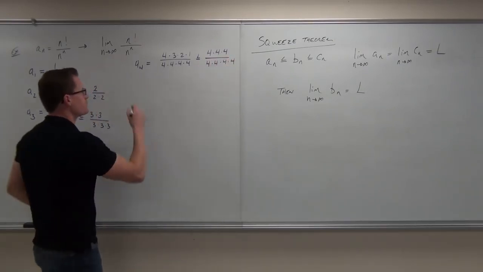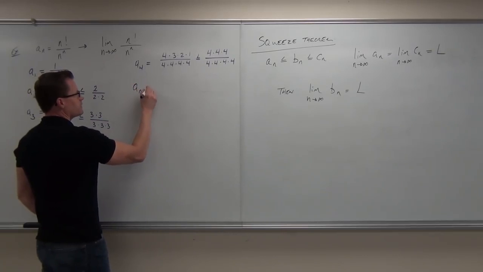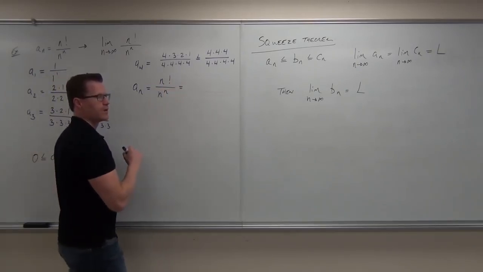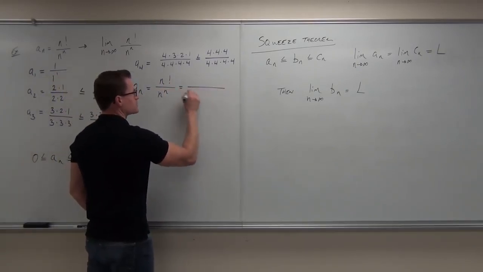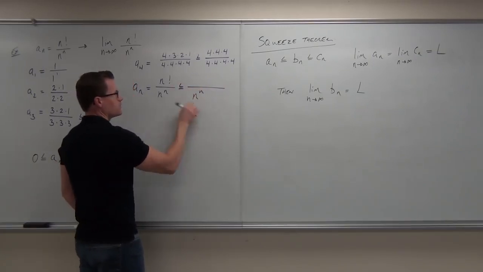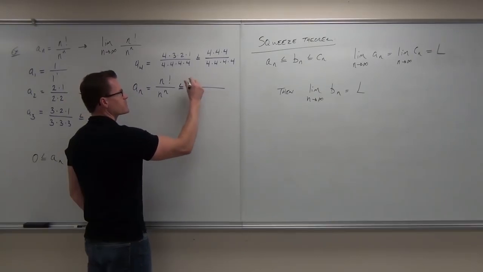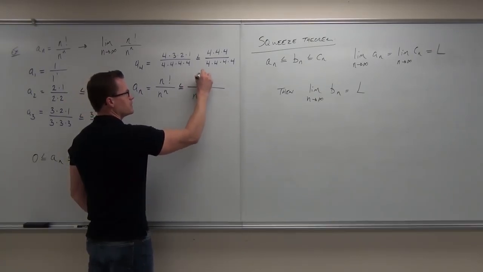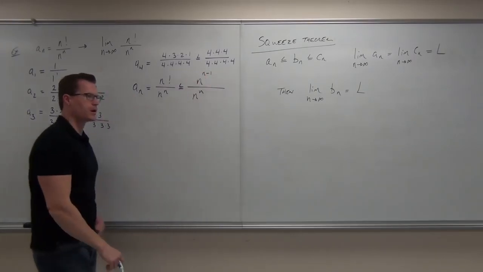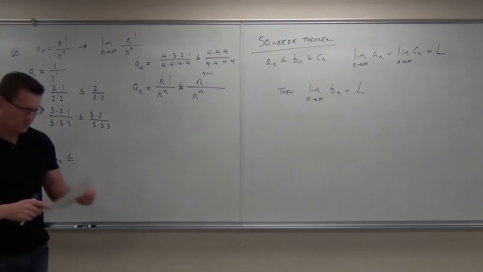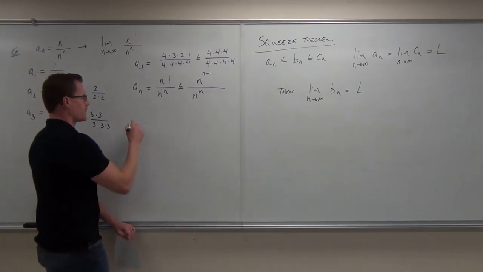Here's what I'm trying to get you to see. If I do a sub n, that would be n factorial over n to the n. Well, what I know is that this is less than or equal to, the denominator I'm not going to change, but here's what I know about the numerator. The numerator is always going to be less than n to the n minus 1. I know that for sure. I got a different way for you guys to see that too if you want.